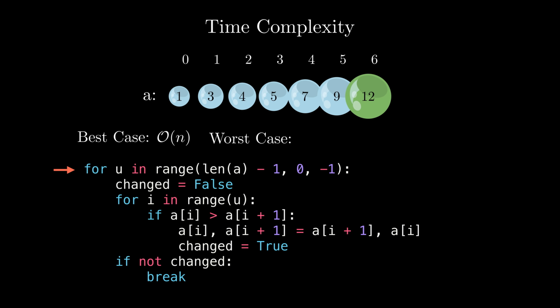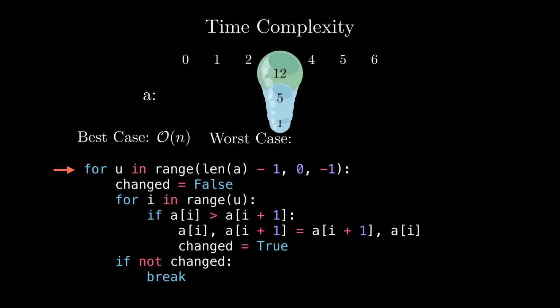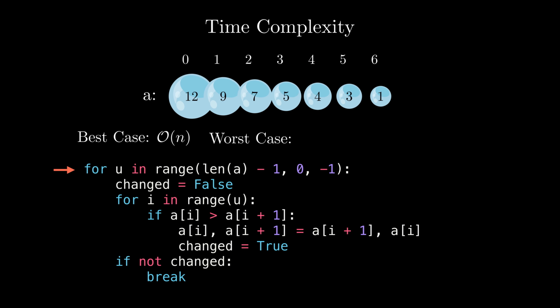Can you construct an array that would force the bubble sort algorithm to perform as many operations as possible? You can pause the video and try to construct an array like that. Okay, so the worst case scenario actually occurs when all the elements are sorted in reverse order. That causes the outer loop to go from the length of the array minus 1 up to 0, while the inner loop goes from 0 to the upper bound on each iteration and swaps the neighbor elements every time.